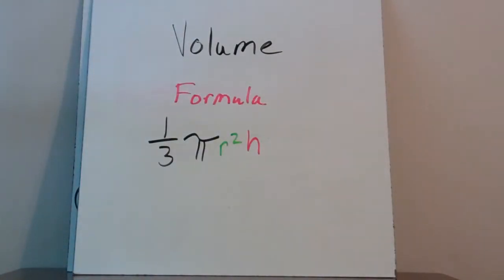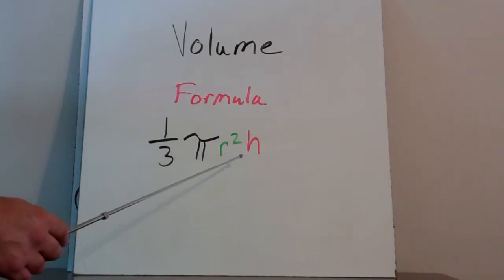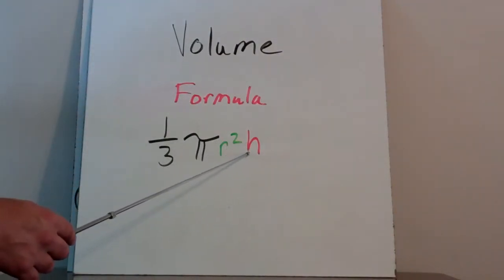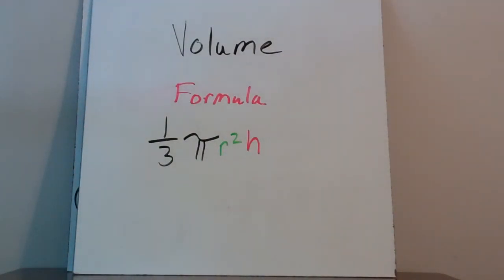For a formula, we're basically going to use the formula for a cylinder and just take a third of that, because again, a cone is a third of a cylinder. So we're going to do pi r squared, so find the area of that circular base, multiply that by the height of the cone, and then take 1/3 of that, divide it by 3.